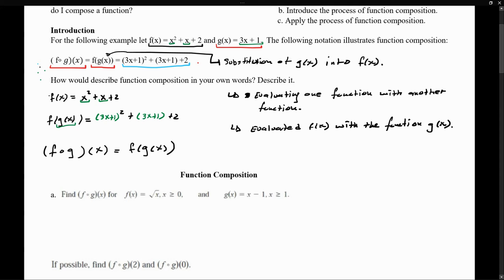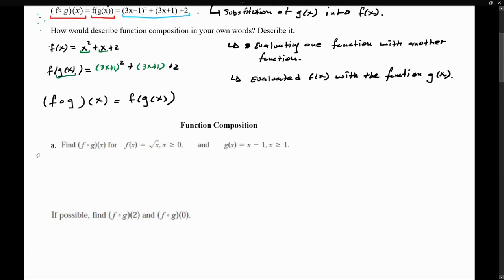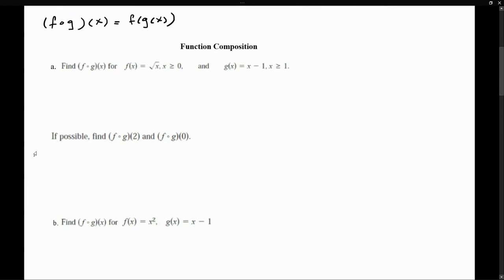So let's just do some examples, because this was just a small illustration of what we mean by this notation. Okay, so here we want to create a composition. Notice that this is the notation of composition. And the way that we're going to be reading this composition is we're going to be taking a look at the function f, and we're going to substitute it with the function g. And notice that here, this is how we are defining our functions. Here we have f of x, and here we have g of x.